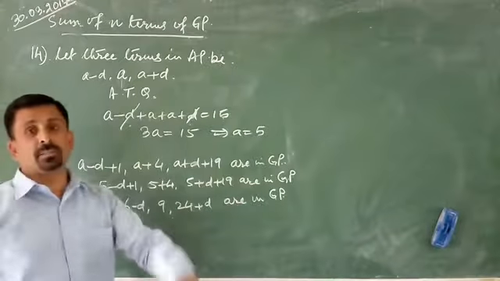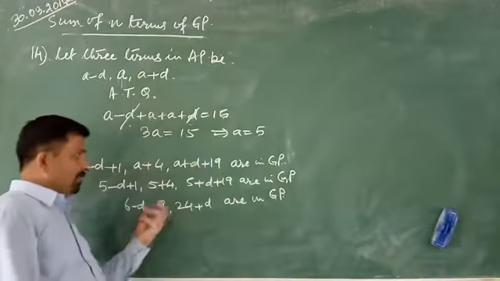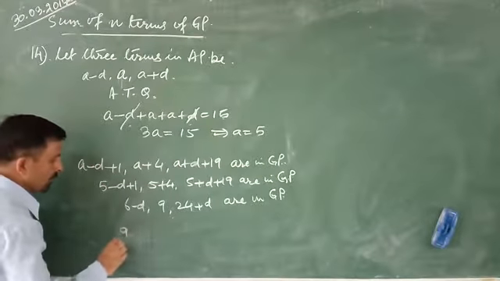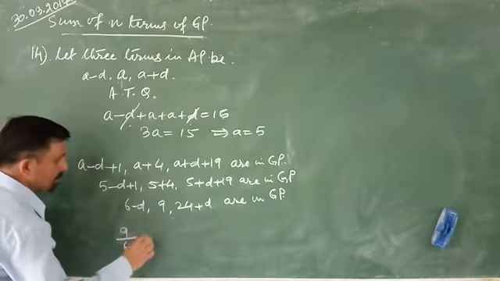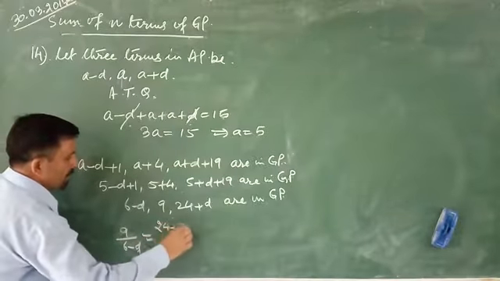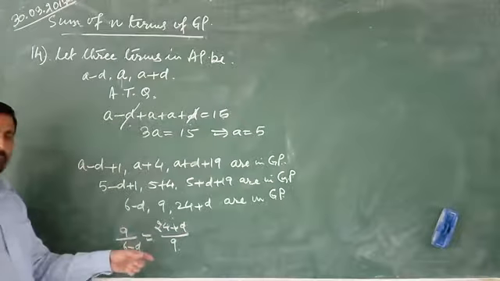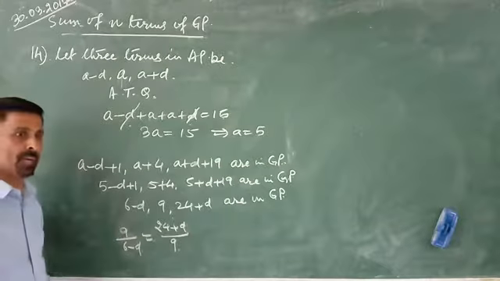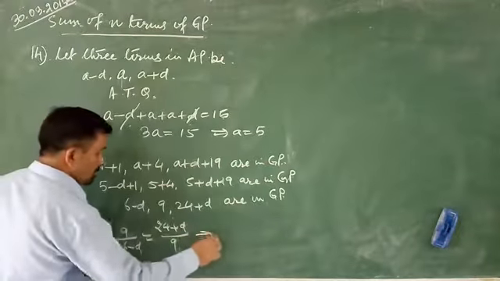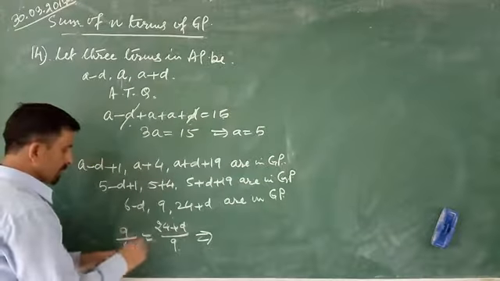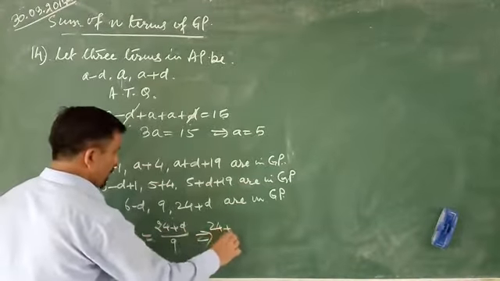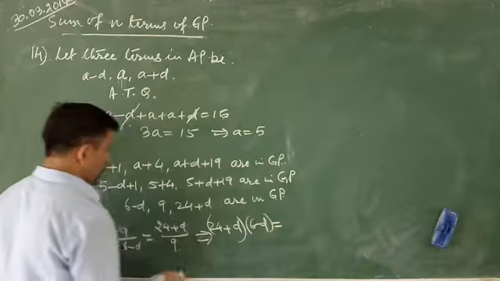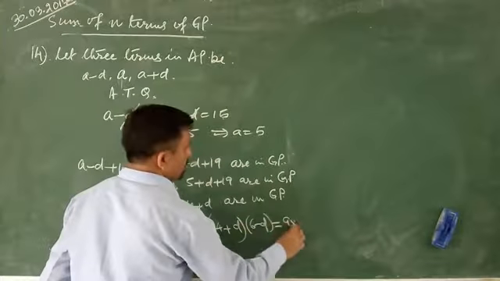After this, we will use the concept of GP. We will now write down the common ratio because the numbers have become as small as possible. So then, it will become 9 over 6 minus D is equal to 24 plus D over 9. Can we write like this? Yes. After this, we will simplify and calculate the value of D. We will get the value of D. So, cross multiply: 24 plus D into 6 minus D is equal to 9 into 9.